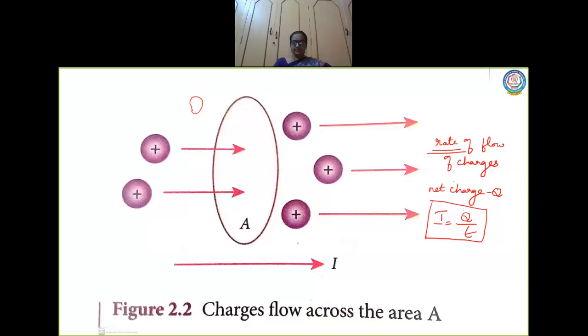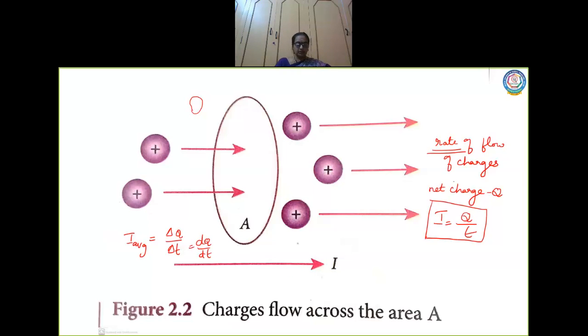In that case, how will the formula change? You will take the average value of current at a particular point, at this point, that point. All the values together give what is called the average value of current. I average is equal to del Q by del T. Now this can also be written as dq by dt.